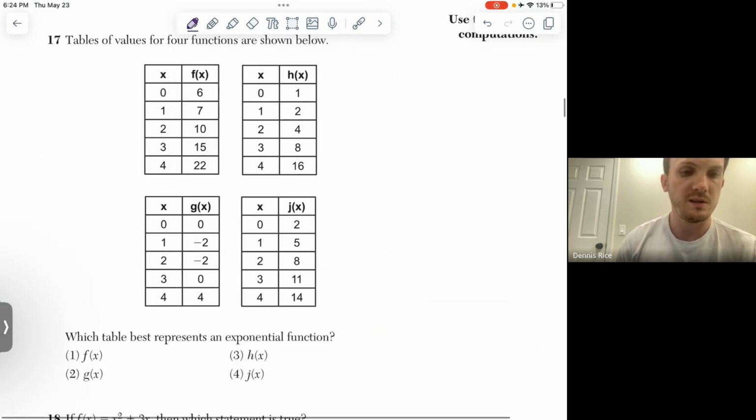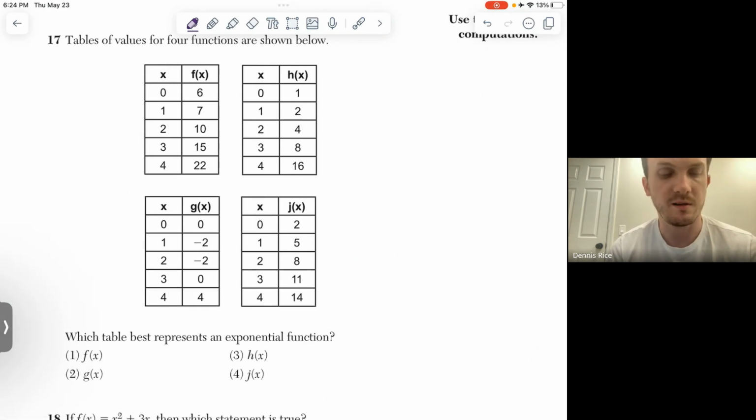All right, which of these is an exponential function? Another topic we talked about today. So which of these 4 tables is exponential? Which one is exponential? Yeah, table 3. What are you looking for? What's the key defining feature with exponentials? Multiplication. Okay, h of x is multiplying by 2.